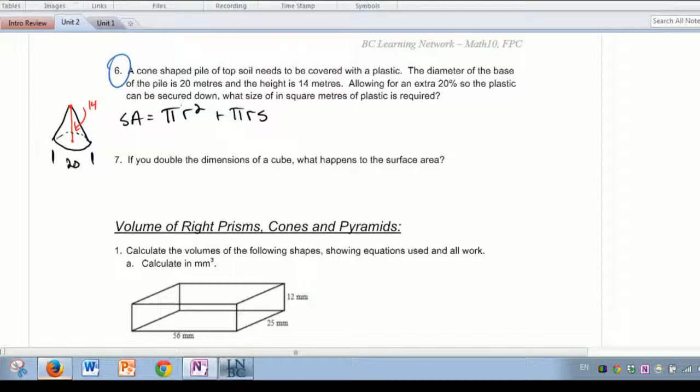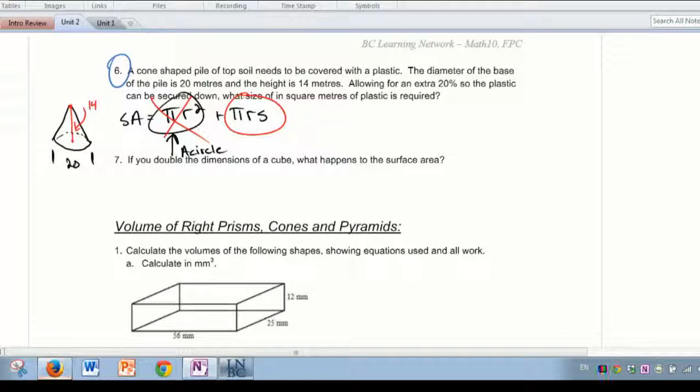If we think about it, this pi r squared is the area of a circle. And in this question, this is a pile of dirt. Thank you, Taylor. So we don't need the circle because the circle is the ground. So all we're really interested in here is this pi r s. Then once we've found that, we're going to multiply it by 0.2 to figure out 20% of it, and then we're going to add that value on. So let's just go through this real quick.